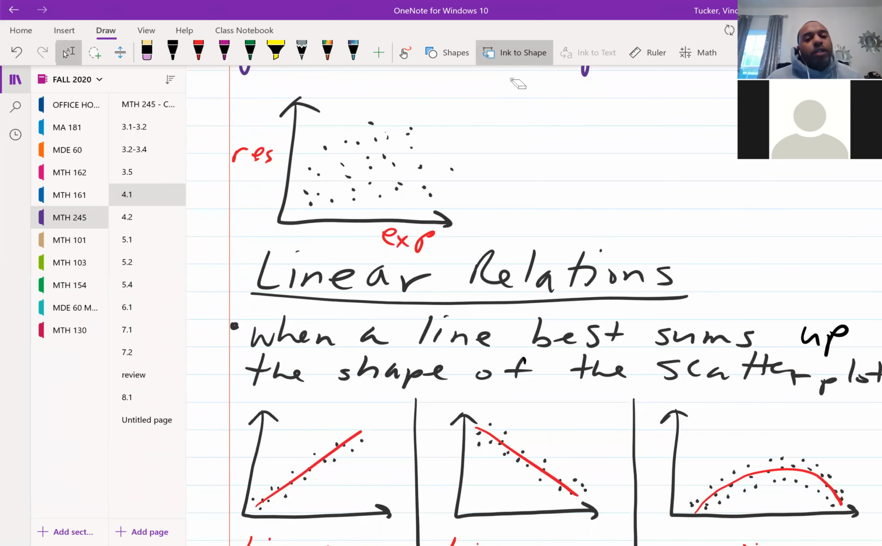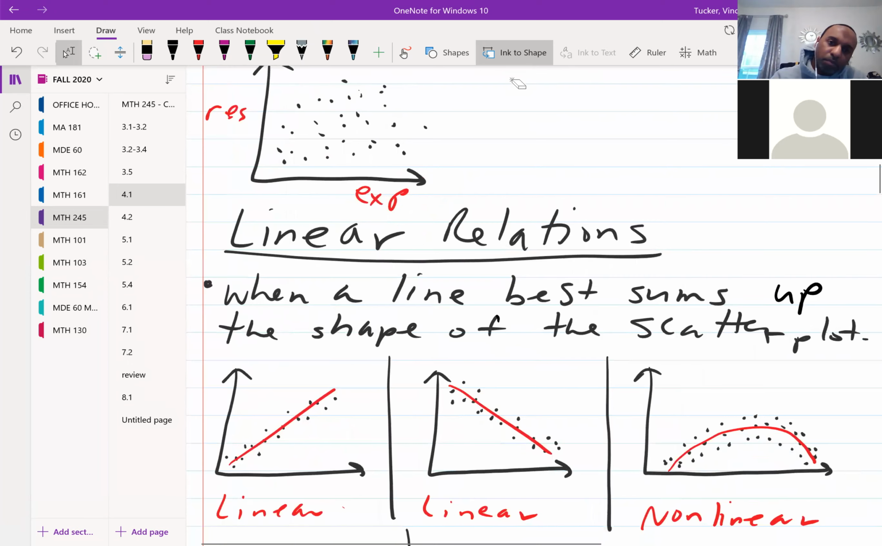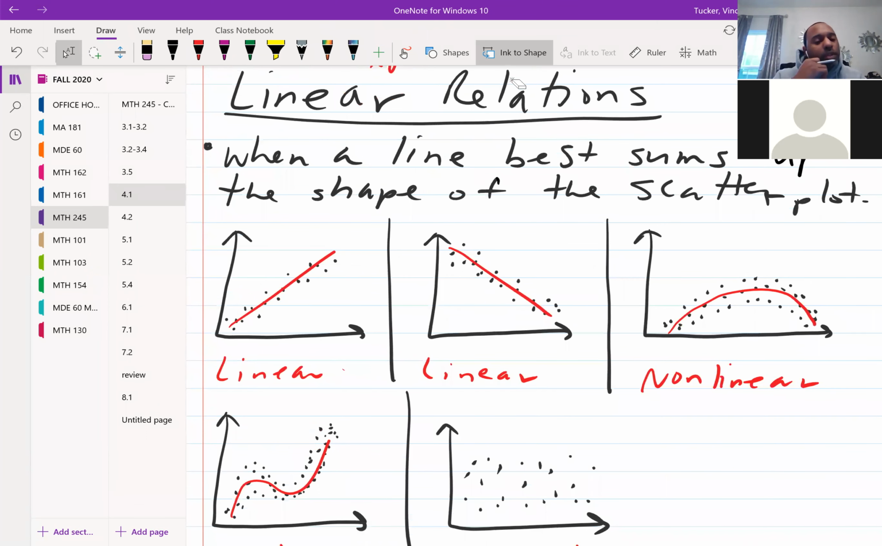All right, linear relations. We have a linear relation when a line best sums up the shape of the scatter plot. So here we have a few examples. See the first two show a scatter plot that has a linear relationship. The second two show nonlinear.